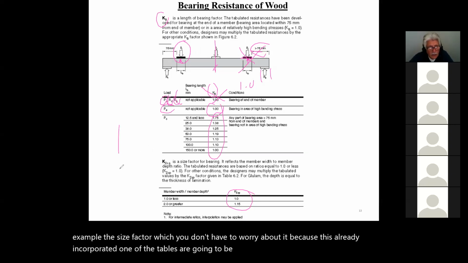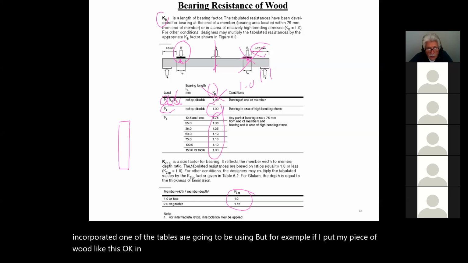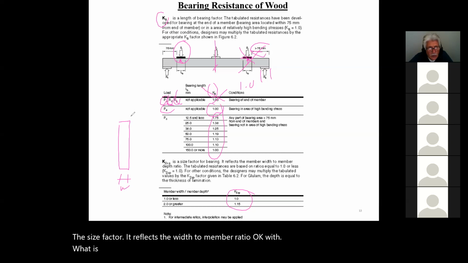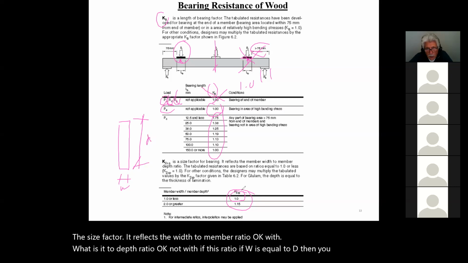But for example, if I put my piece of wood like this, in other words, the size factor tabulated, is it 1 or less? The size factor reflects the width to depth ratio. So in other words, if W is equal to D, then you use 1.